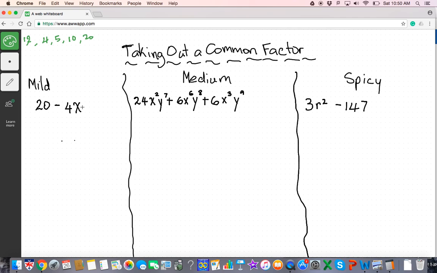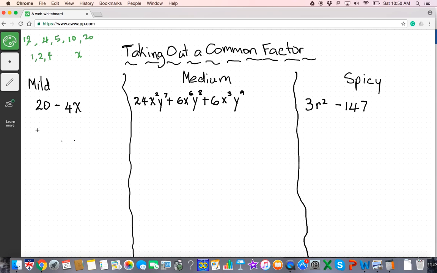However, when we look at 4x, what are the factors of 4x? Well, first we have to look at the factors of 4, then we have to look at the factors of x, numbers and variables that go into this. So factors of 4 are 1, 2, and 4. And factors of x, just x.